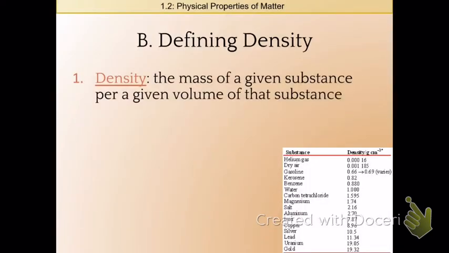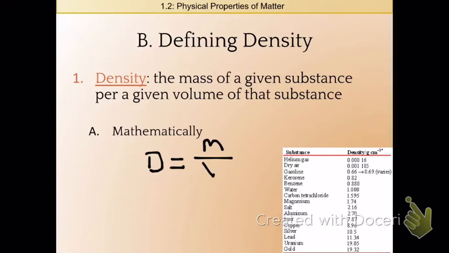Let's go a little bit further into density. A formal definition for density is the mass of a given substance per given volume of that substance. So it relates to two things: it relates to mass and it relates to volume. Mathematically speaking, if we want to look at how to work with density using some variables and an equation, density, which is abbreviated with a D, equals the mass of an object divided by that object's volume. We're going to play with this a lot in class. So D equals mass divided by volume.